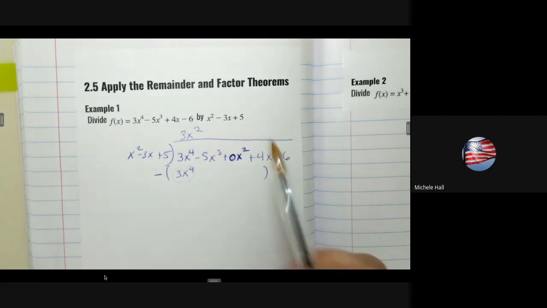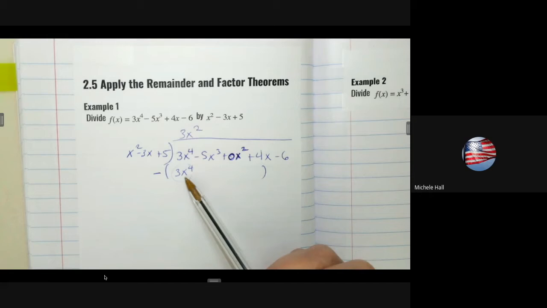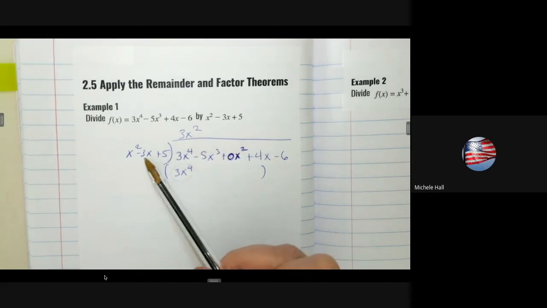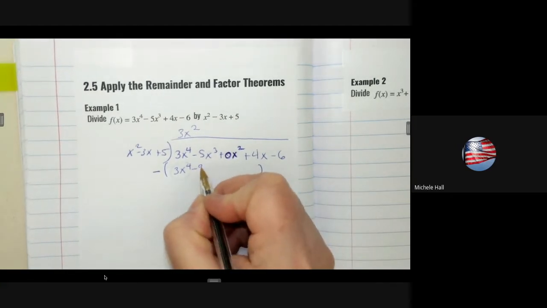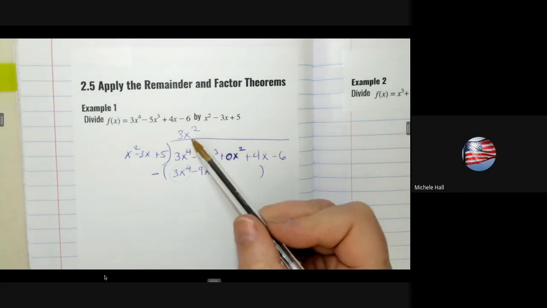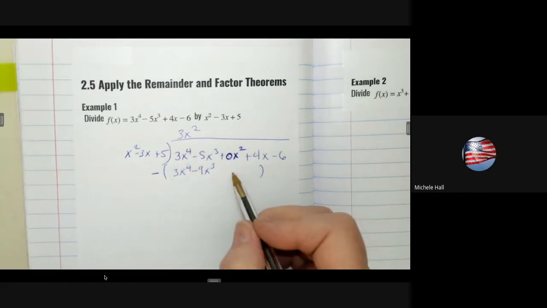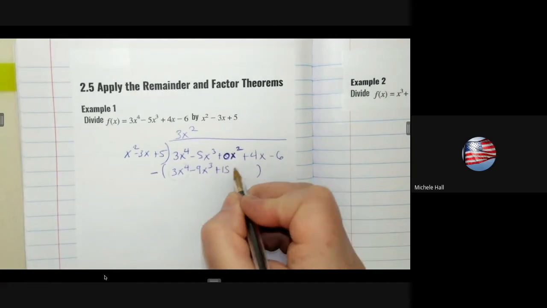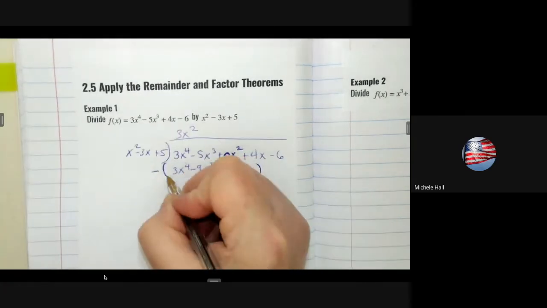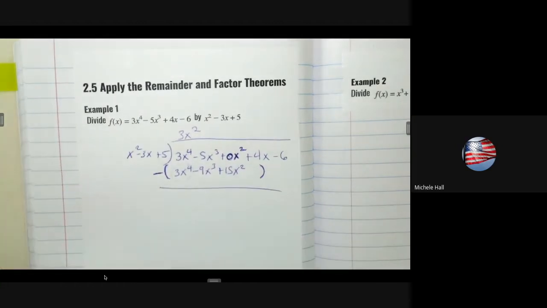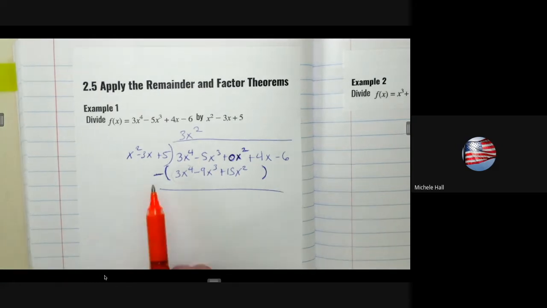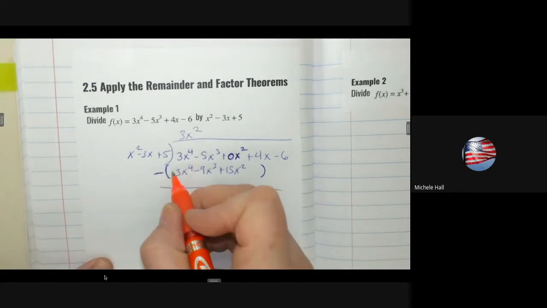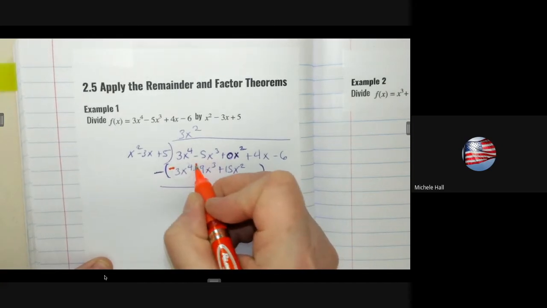We're not done, however, multiplying. That is 3x squared times x squared is 3x to the 4th. 3x squared times negative 3x is negative 9x cubed. So I'm going to put it in the cube column, 9x cubed. And then 3x squared times 5 is 15x squared in the x squared column, positive 15x squared. Now we are ready to subtract. That means I need to put a parenthesis around all of my terms so that all of them are being subtracted. We know that a negative sign outside of the parenthesis is going to change all of the signs on the inside.